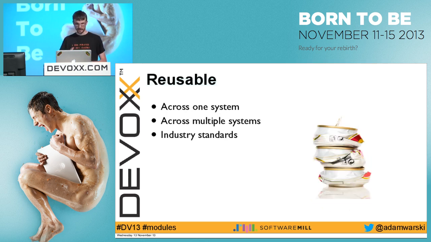Okay. So second trait, reusable, right? If we have a module system, we usually want the modules to be reusable in some way. So this can be reusable across one system. So sometimes you want to have a module which is like an inline module. It's very specific to the domain. So maybe it will be reusable only in one system. Maybe it's a more generic module, which we would like to reuse in multiple systems.